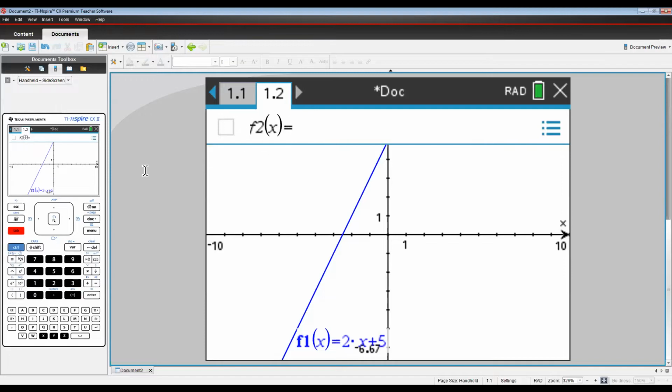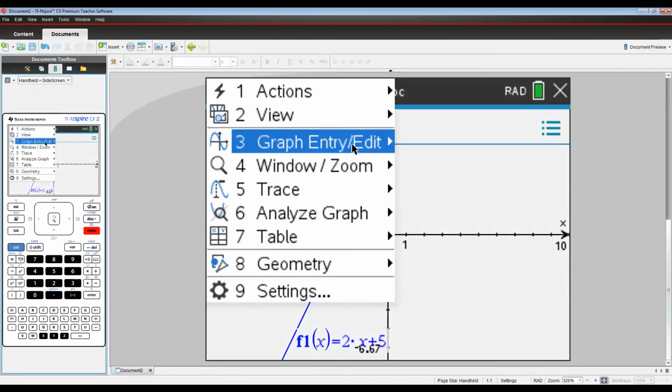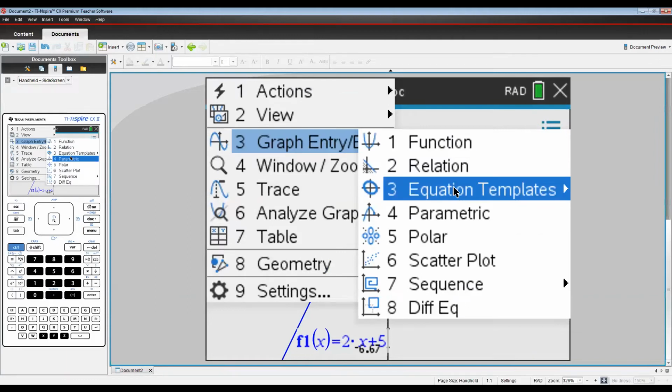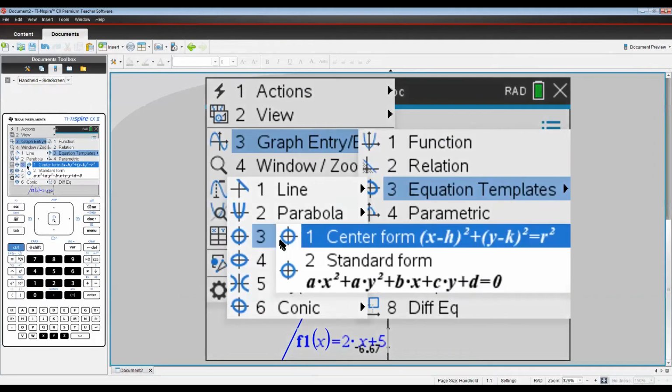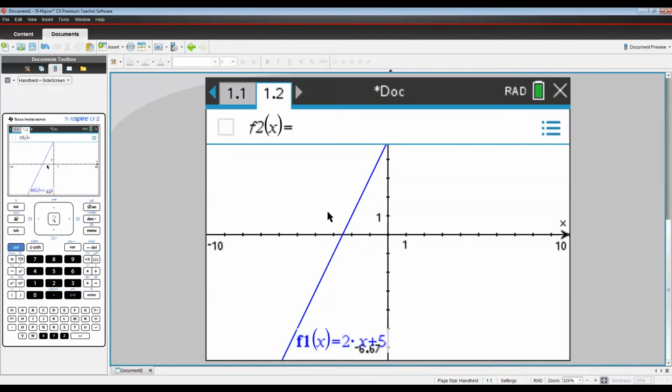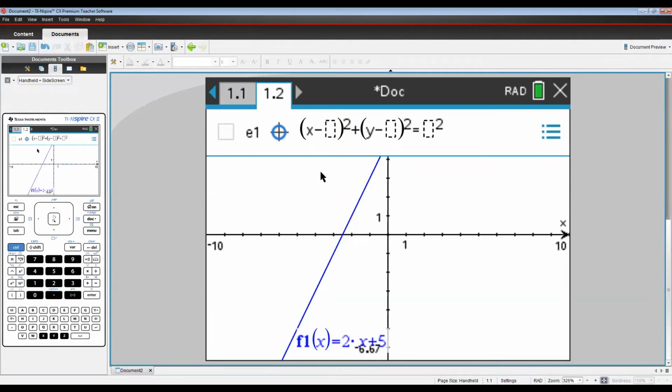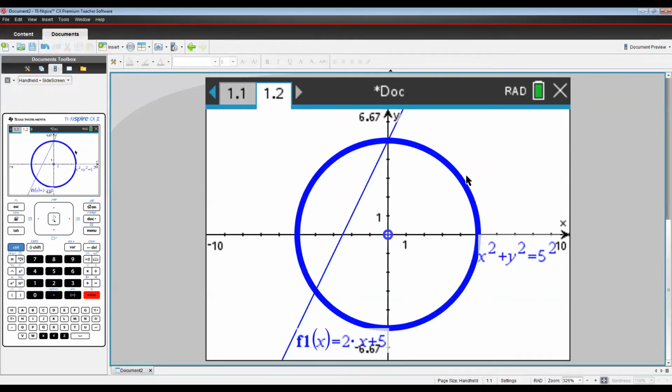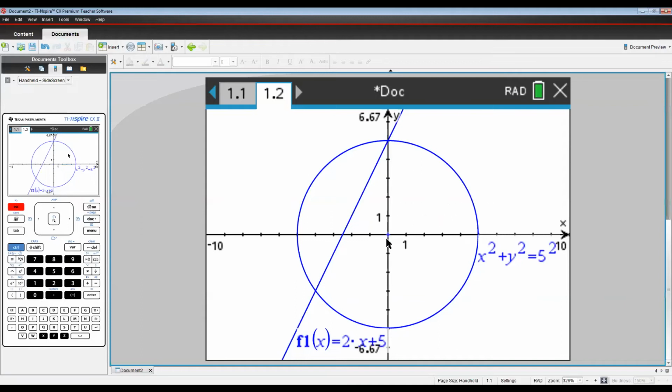Of course, circles are not functions, so we go to menu, graph, we go to our templates, and circle. In this case, I have the equation of a circle in center-radius form. That's option 1. So that is (x minus 0) squared plus (y minus 0) squared equals the radius squared. The radius is 5. And here we go. We said our two solutions were (0, 5) and (-4, -3), and both of those look like our solutions.